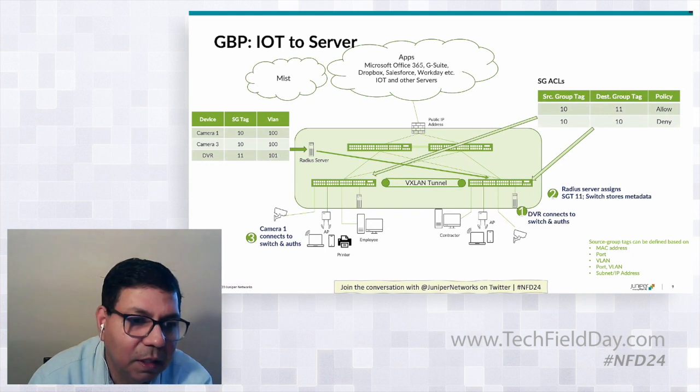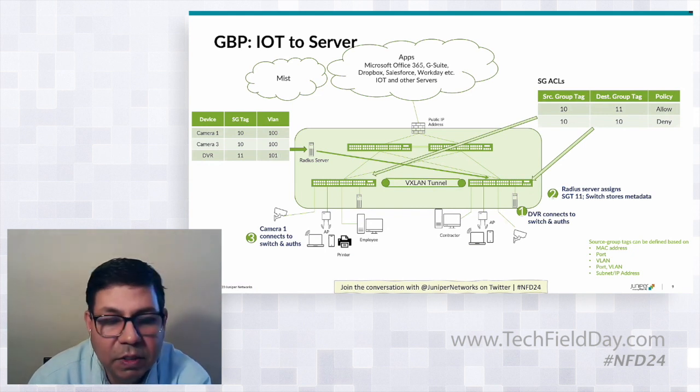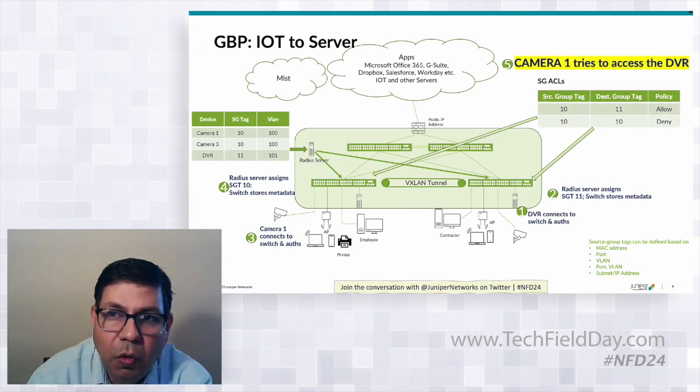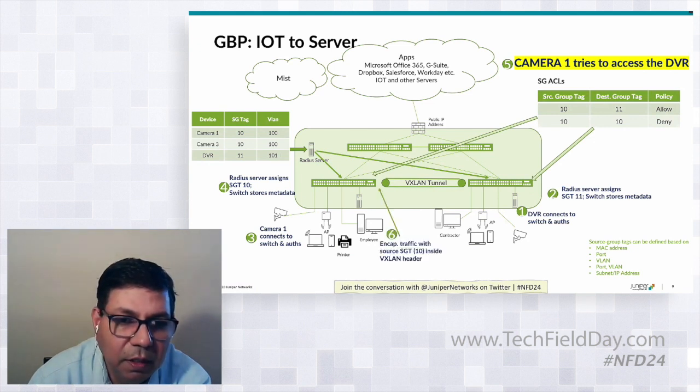And another camera, let's say, connects to a different switch, or it could be the same switch, and authenticates. In this case, the radius server assigns a security group tag of 10, noting that it's a camera, and the switch stores that as metadata. Now, if the camera tries to access a DVR, it will start sending its feed through the network. On the ingress switch, we encapsulate the traffic with the source security group tag of 10 associated with the camera into the VXLAN header as it enters the VXLAN tunnel.